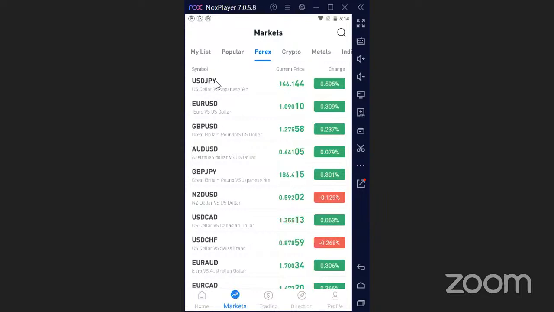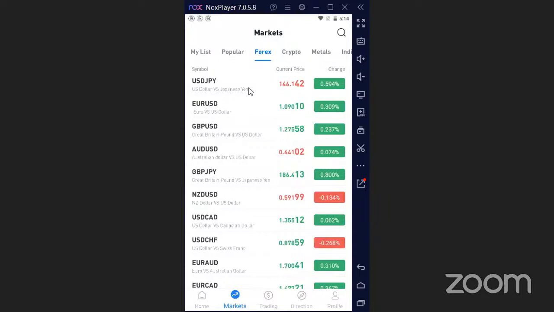Now, if you want to buy one USD, you need a certain amount of JPY. Now look at this current price here. This current price here is for our quote currency. Whatever you are seeing here is for the quote currency, which is the second currency.